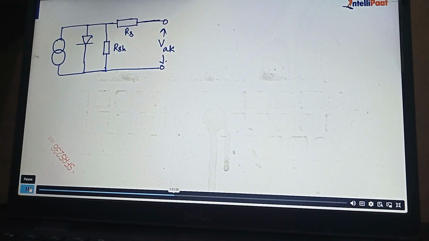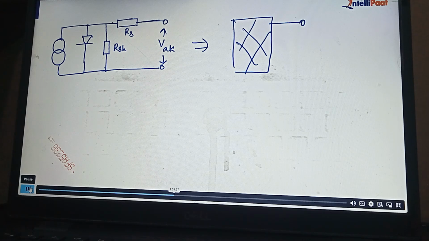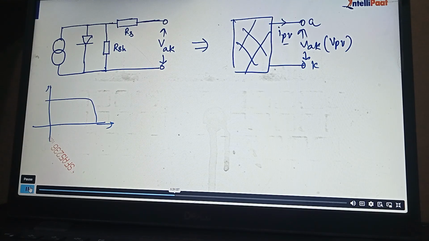Let's suppose this is the anode to cathode voltage, VAK. People represent this symbol in this way, whether as anode to cathode, VAK voltage, or any voltage, VPV or whatever you like. Some current IPV is flowing here. And the characteristic which I have already shown, they present in this way: the I versus V characteristic.